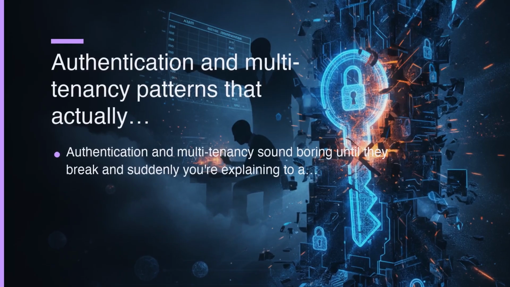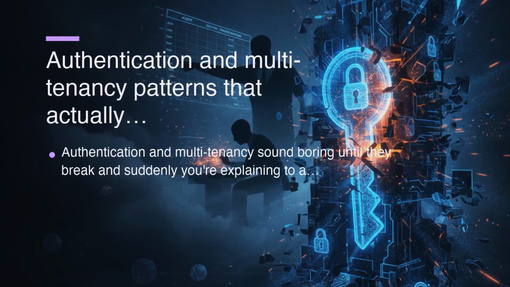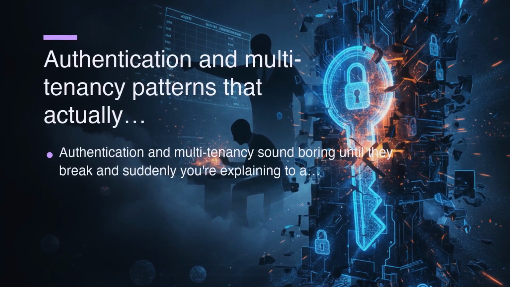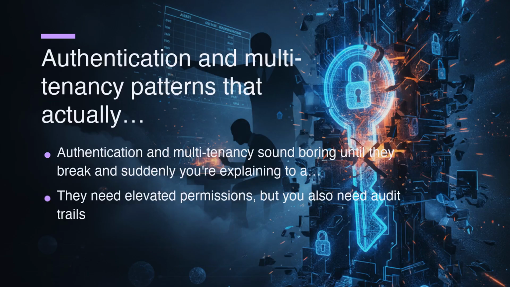Authentication and multi-tenancy sound boring until they break, and suddenly you're explaining to a customer why their data might have leaked to another customer. I'm using a pretty standard JWT setup with refresh tokens, but the multi-tenancy layer is where it gets interesting. Every request carries a tenant ID derived from the JWT. This tenant ID is used to partition data at the database level. Every table has a tenant_id column, and row-level security policies enforce isolation.